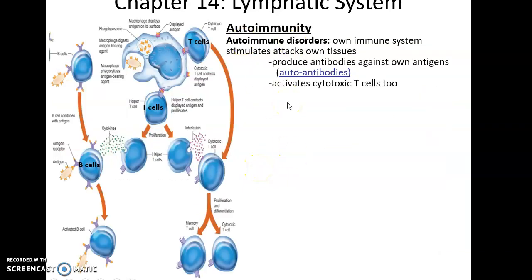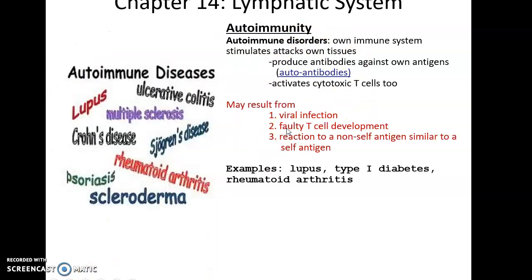Autoimmunity disorders are disorders where our immune response attacks our own tissues and cells, where we're producing antibodies against our own antigens. This is not good. And then we activate cytotoxic T cells that will start destroying our own cells. Again, very, very not good.